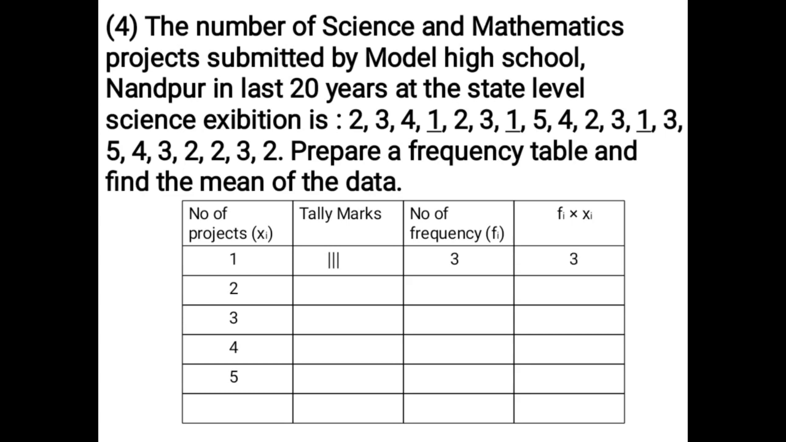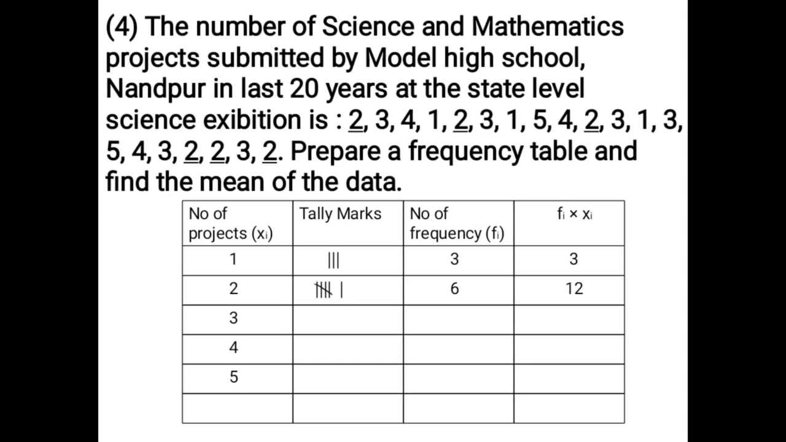Now you have to underline and count project number 2. Project number 2 total is 6. You have to mark 6 tally marks: 1, 2, 3, 4, 5, 6. If tally marks is 6, number of frequency also is 6. Then you have to multiply fi into xi, that is number of frequency into number of projects. 6 twos are 12.